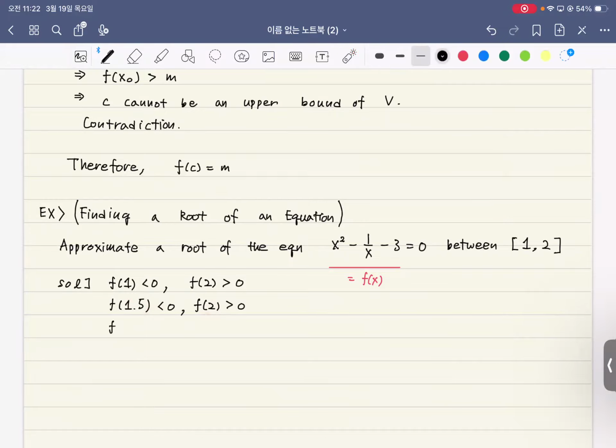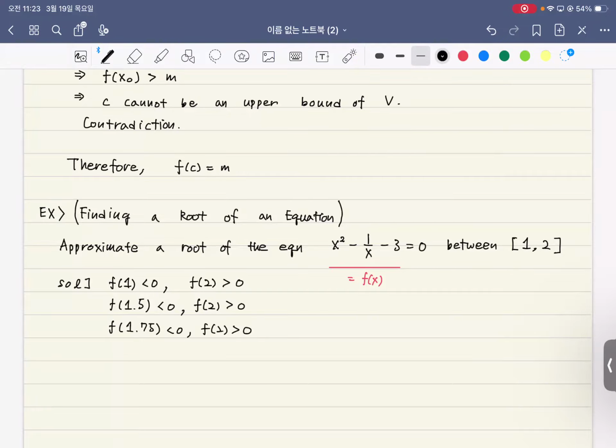Therefore, our next guess is the midpoint of these two endpoints, which is 1.75. Again, it turned out this is still negative, and the other endpoint is positive. So we know the root is somewhere between these endpoints. We continue the procedure like this, and we can squeeze the intervals that might contain the root of the equation.